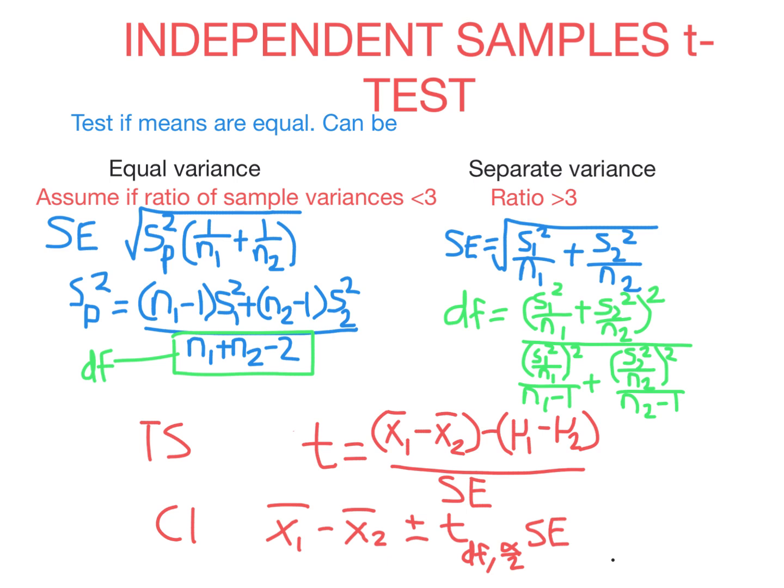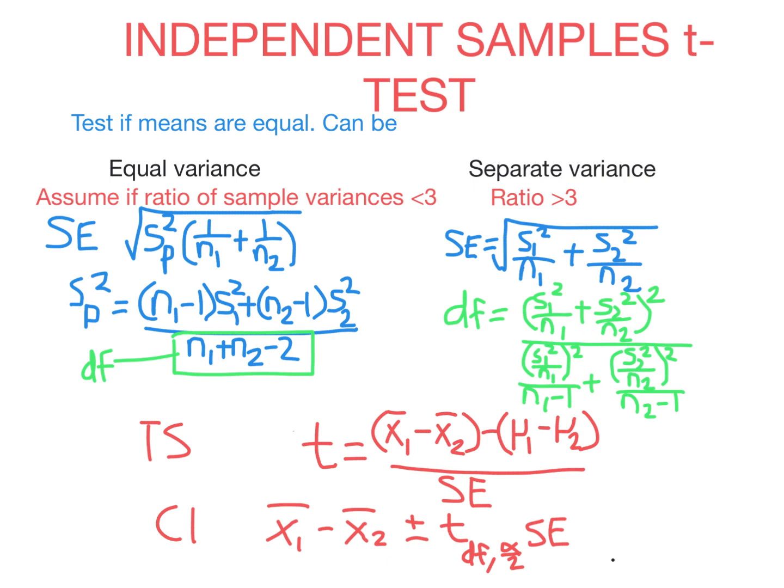So we can have an equal variance or a separate variance t-test. You use the equal variance if the ratio of the sample variances is less than 3, and you use separate variance when the ratio is greater than 3. So in both cases, we calculate the standard error. It's a little harder to calculate the standard error in this case, but it's easier to calculate the degrees of freedom if it's an equal variance test. Calculating the degrees of freedom in separate variance is quite annoying.